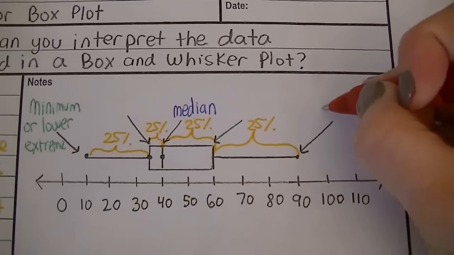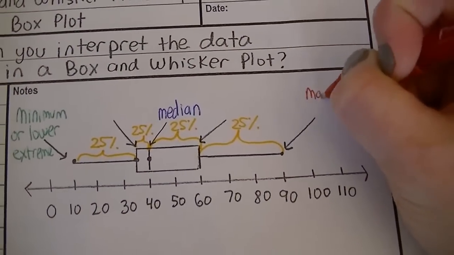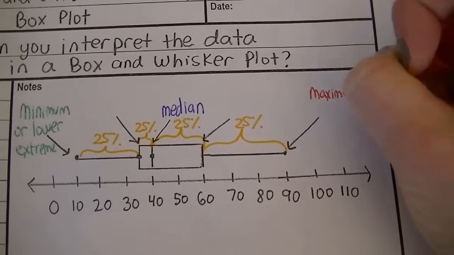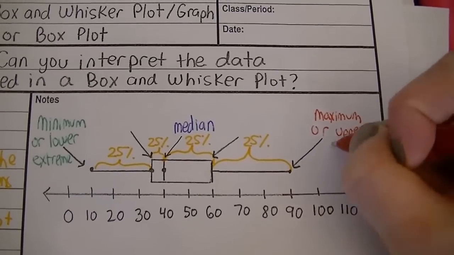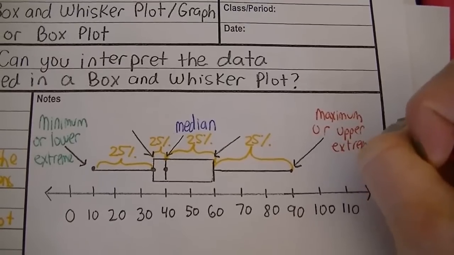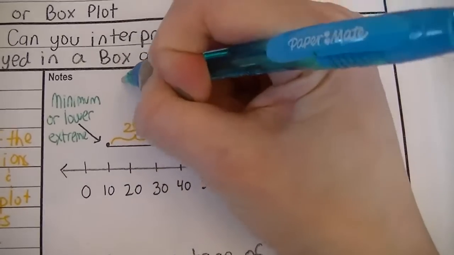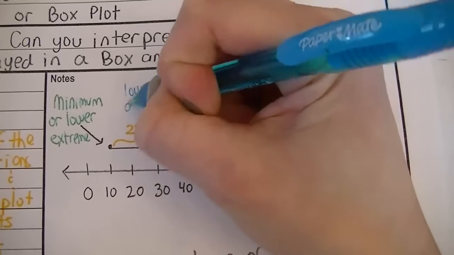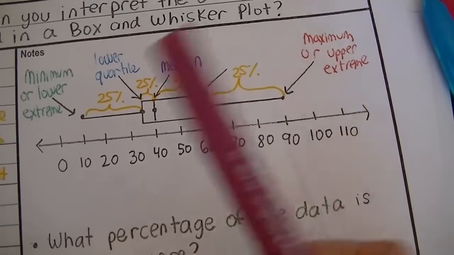Now let's go ahead and look on the other side of your box and whisker plot. This right here, just like this was the minimum, this over here is called the maximum, or they call it the upper extreme. Okay, then this part right here is called the lower quartile. There is called the upper quartile.